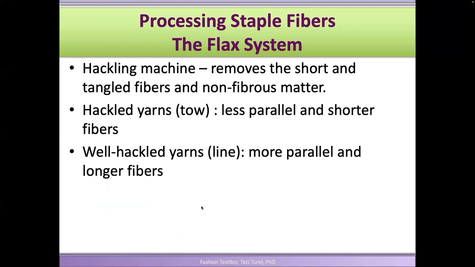Again, the two different qualities of flax fibers, we call them heckled yarn or tow, or we call them well-heckled yarns or line. So well-heckled yarns are the more parallel, longer fibers, better quality. So it goes through the combing process. Heckled yarns or tow don't go through the combing process.